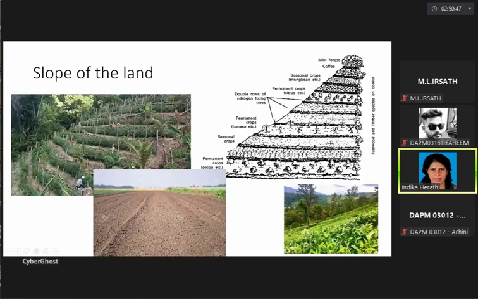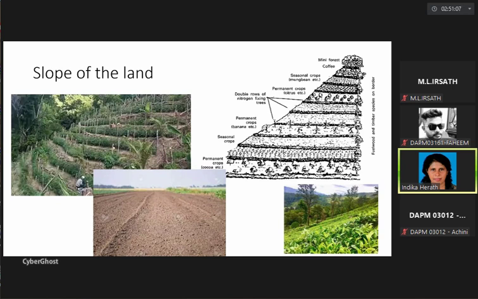Okay, for those who have not seen sloping land, these are examples of sloping land. When it comes to sloping land, you can see that the erosion hazard is very high.